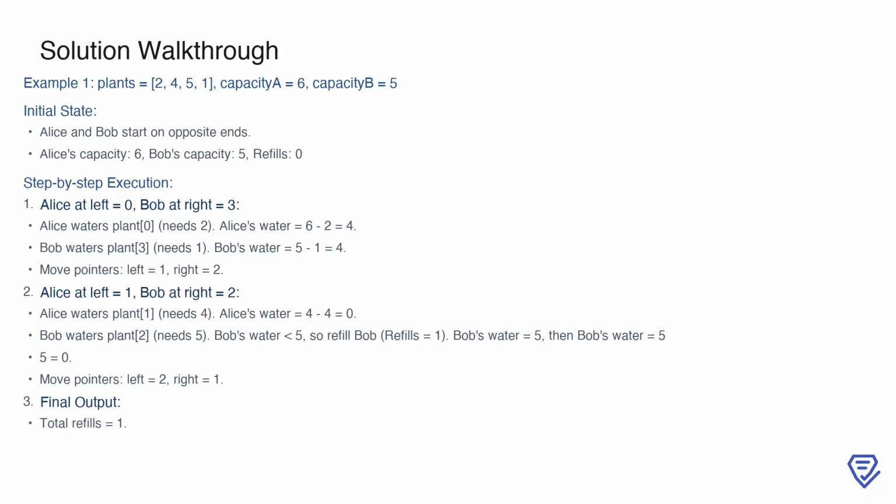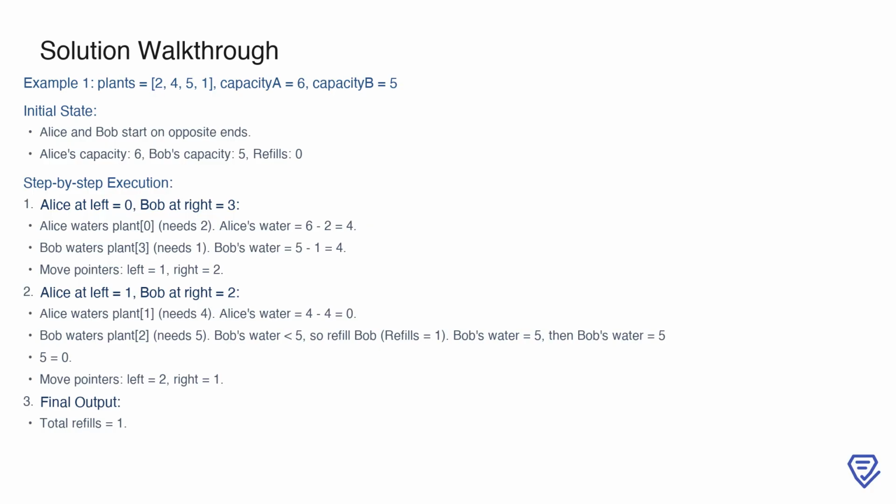In this example, we are given plants equals 2, 4, 5, 1, with Alice starting at the leftmost plant and Bob at the rightmost plant. Alice has a water capacity of 6, and Bob has a capacity of 5. Both start with no refills. Initially, Alice waters the first plant, which requires 2 units of water, leaving her with 4 units. At the same time, Bob waters the last plant, which needs 1 unit, leaving him with 4 units as well.